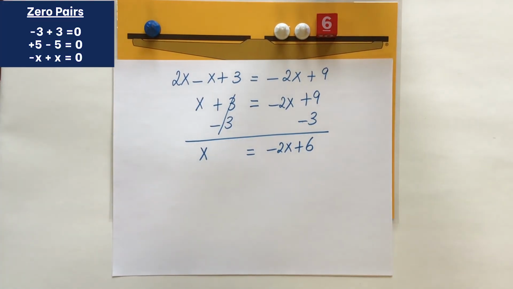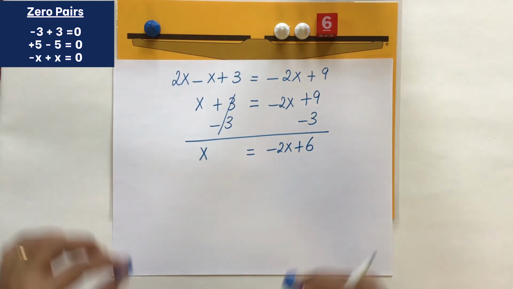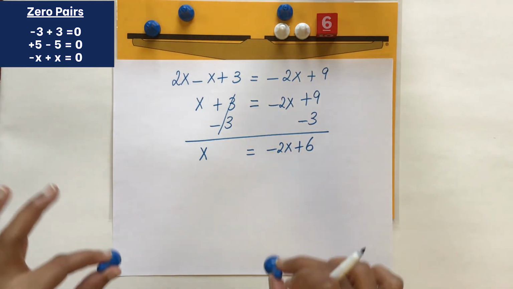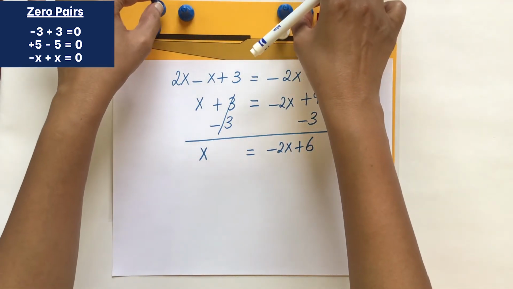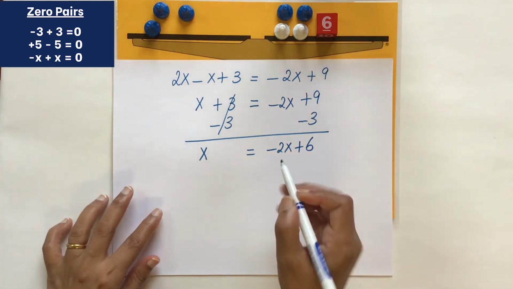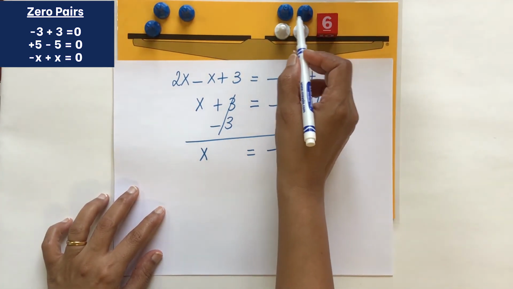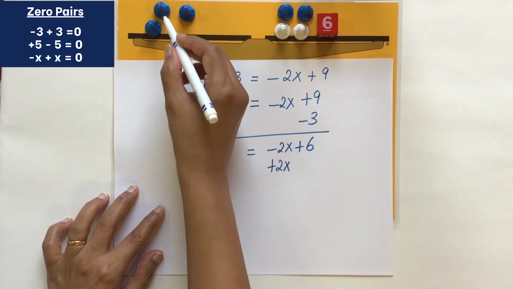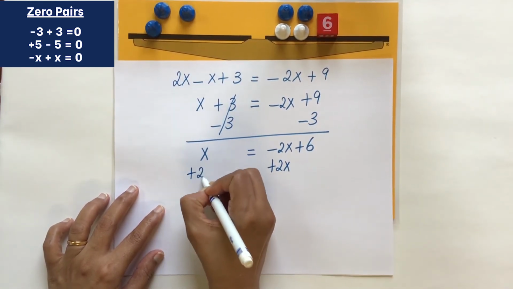Let's use the idea of 0 pairs. I am going to bring in a positive x on both sides of the equation. Let me do that again. Bring in a positive x on both sides of the equation. So on the right side you can see I added 2x. And on the left side also I added 2x.